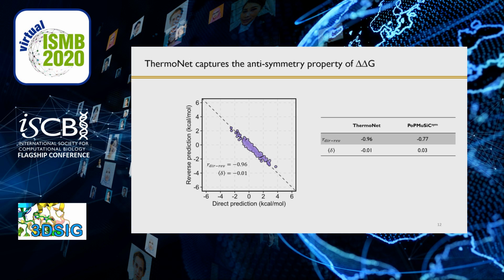We then look at whether predictions made by ThermoNet are antisymmetric. In this figure, we are plotting ThermoNet predictions on reverse mutations versus its predictions on direct mutations. As we can see, it achieved remarkable performance in capturing the antisymmetry of delta delta G, with an average bias close to 0 and a Pearson correlation close to -1, substantially better than PoPMuSiC-sym. This suggests that ThermoNet is not overfitting to predict more stabilization or destabilization.